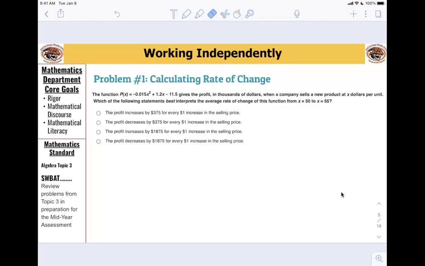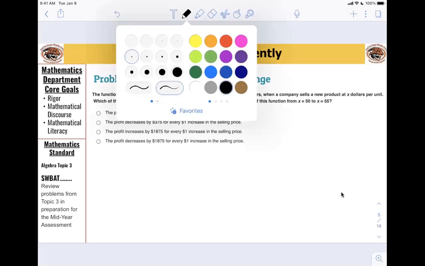So here we go. The function p of x equals negative 0.015x squared plus 1.2x minus 11.5 gives the profit in thousands of dollars when a company sells a new product at x dollars per unit. Which of the following statements best interprets the average rate of change for this function from x equals 50 to x equals 55? Okay, there's a lot going on here.